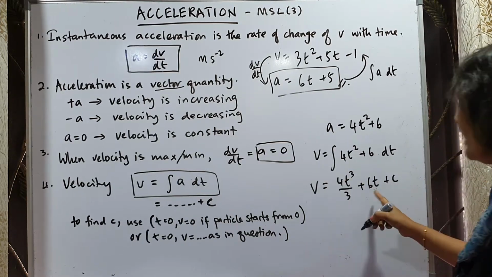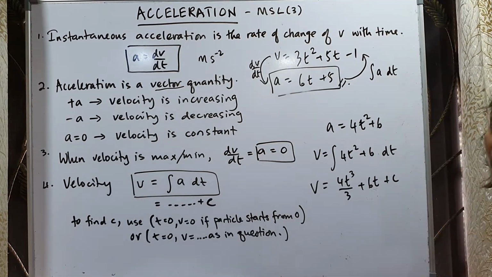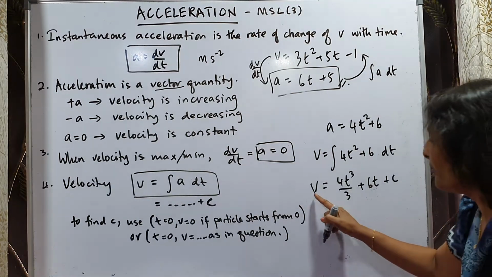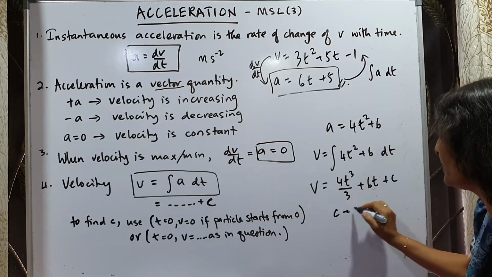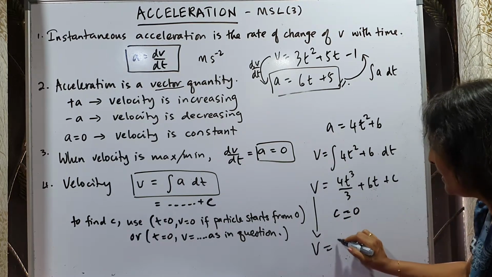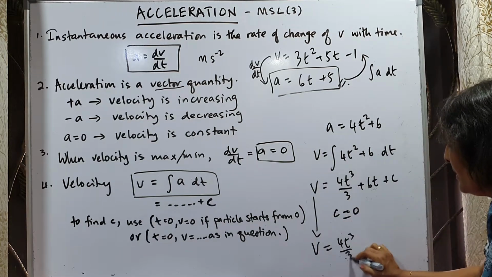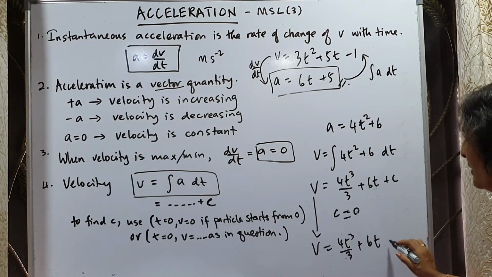Okay, you're going to get this. Now you need to find the C. So if the particle started from O, you just have to sub V0, T0, so everything becomes 0 and C will be 0. Alright, then you write back the equation here properly: 4t cubed over 3 plus 6t. C is 0. Okay, so this is your V.